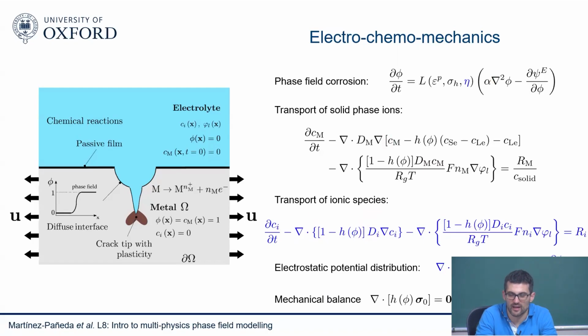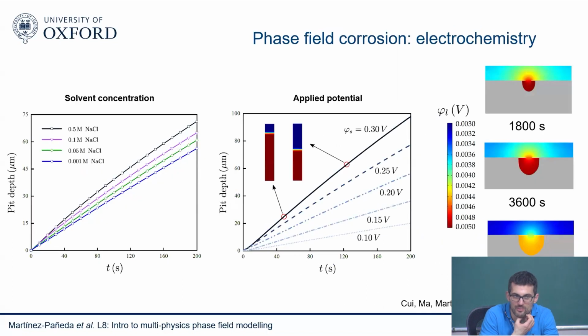But in any case, the idea is that in principle, why not? We know what the PDEs are that describe electrochemistry, so we could add them to our system. And when you do that, you can capture the phenomena that you expect to see. So you can capture, for example, the effect of the solvent concentration. You can see here how the solvent concentration impacts peak depth. You can capture the effect of the applied potential, and you can see how the electrochemistry evolves with the shape of your corrosion front, as you would expect.